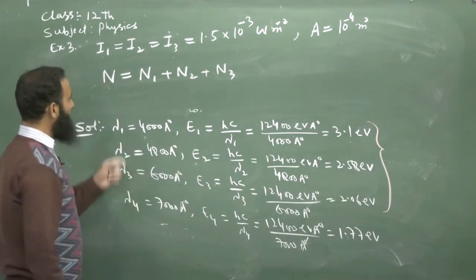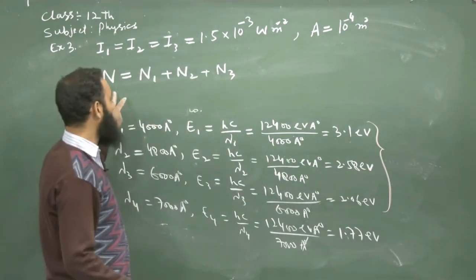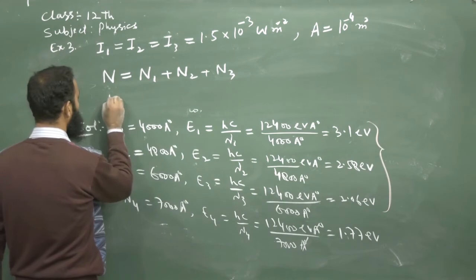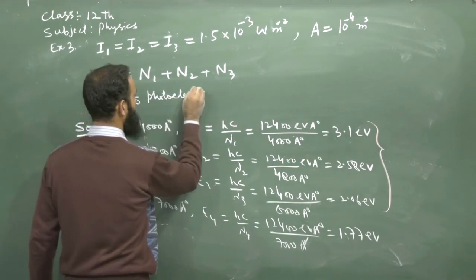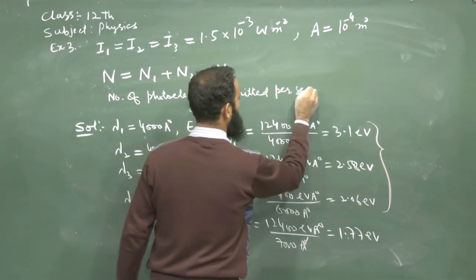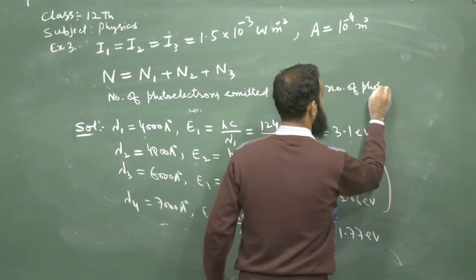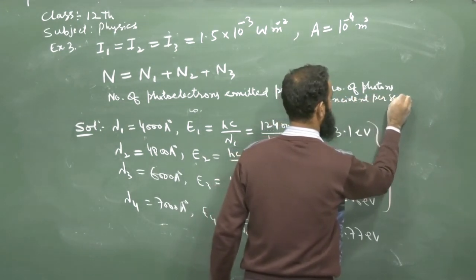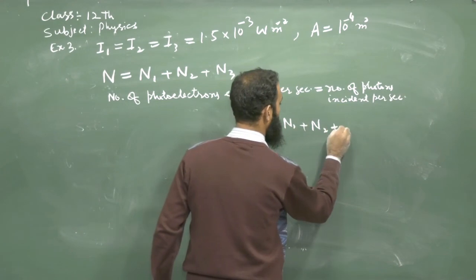And as I told you, the number of photoelectrons which are emitted from the metallic surface is equal to the number of photons which are made to incident on the given metallic surface per second. So therefore we can say the number of photoelectrons emitted per second is equal to the number of photons incident per second. Or we can write it as N1 plus N2 plus N3.